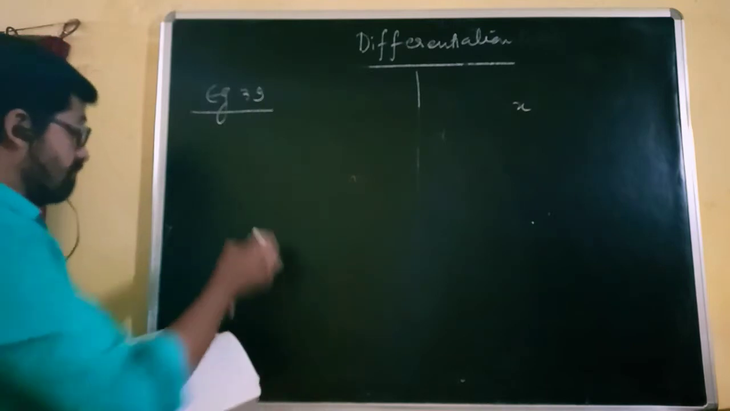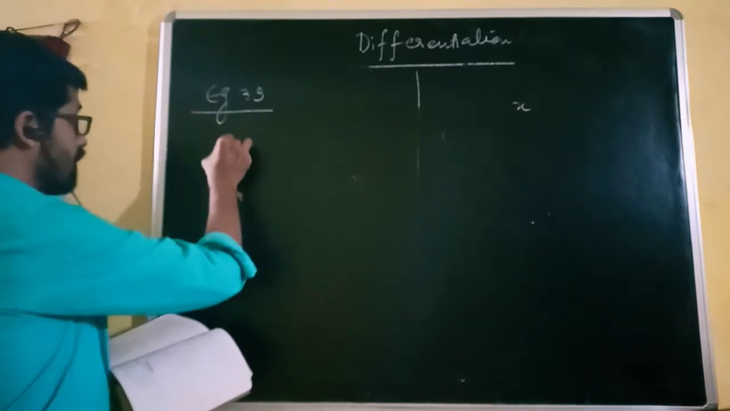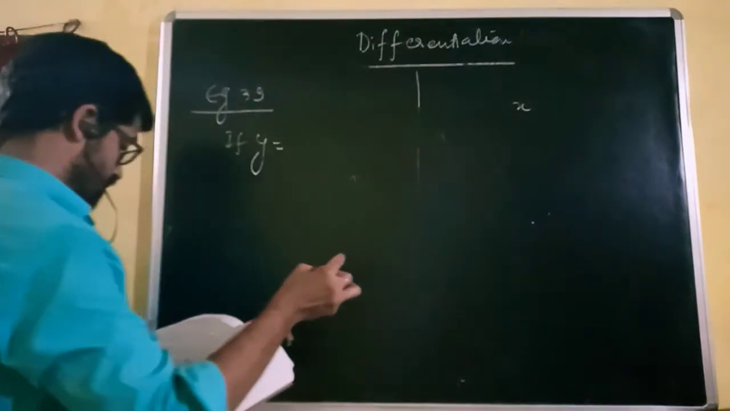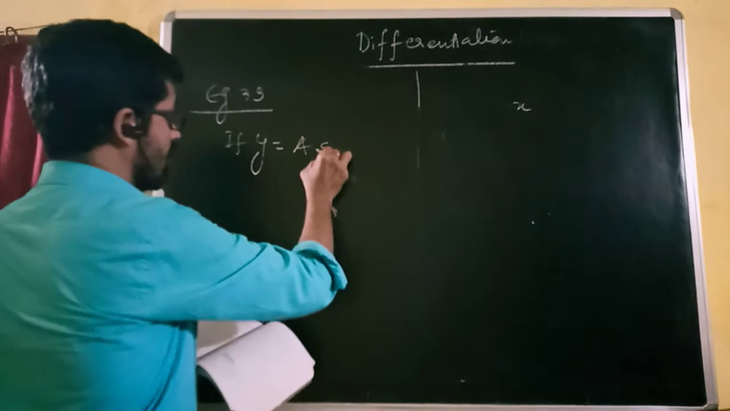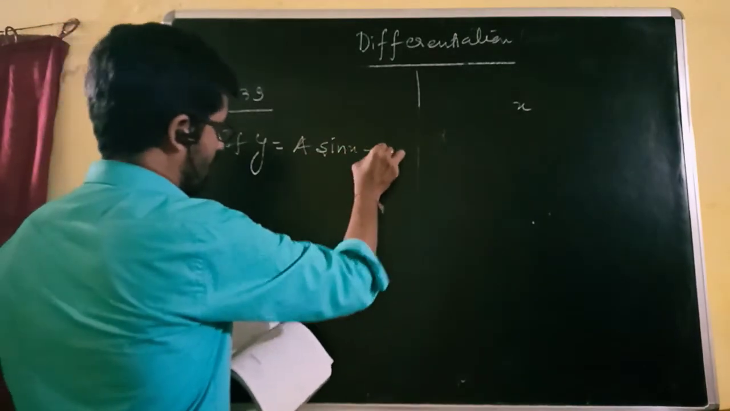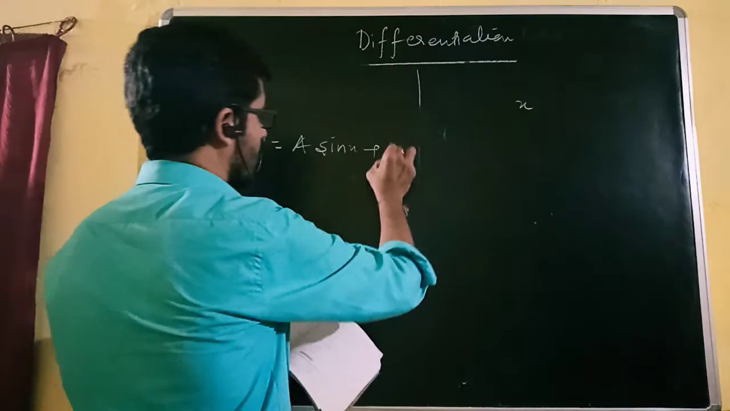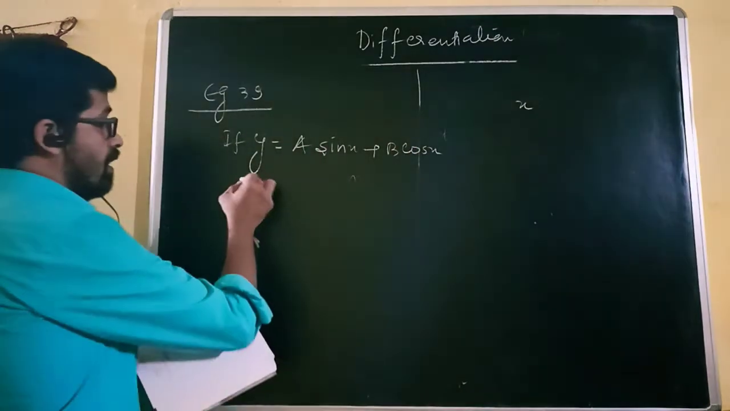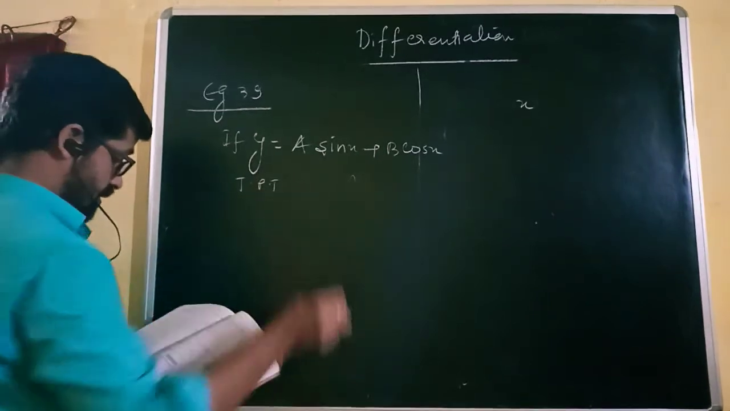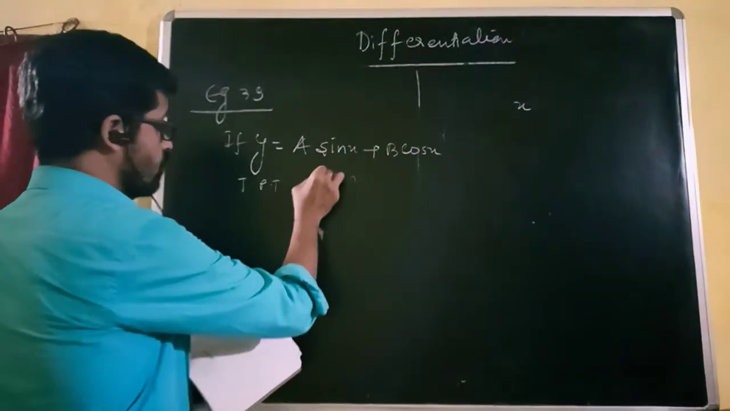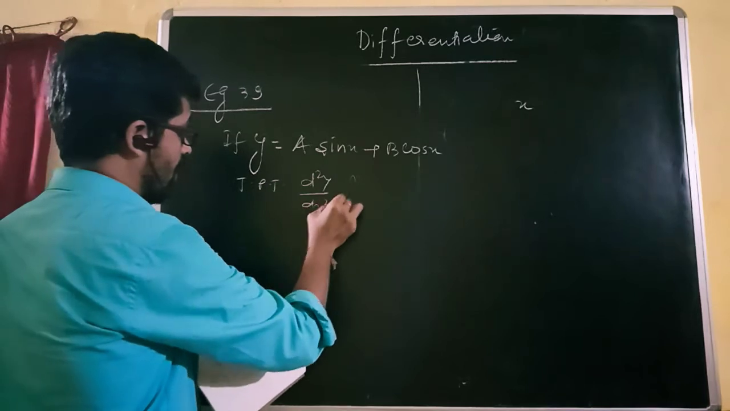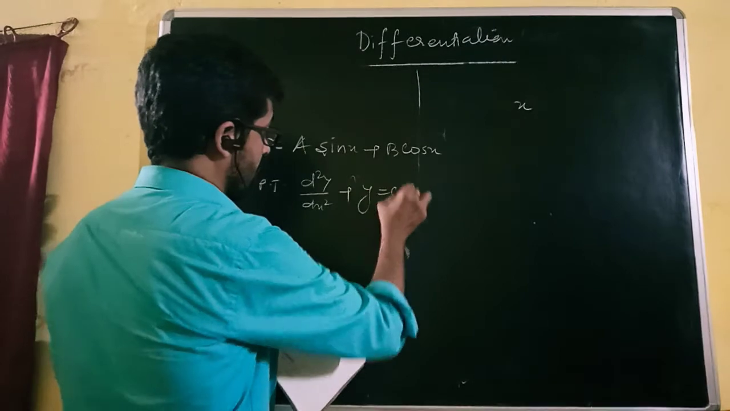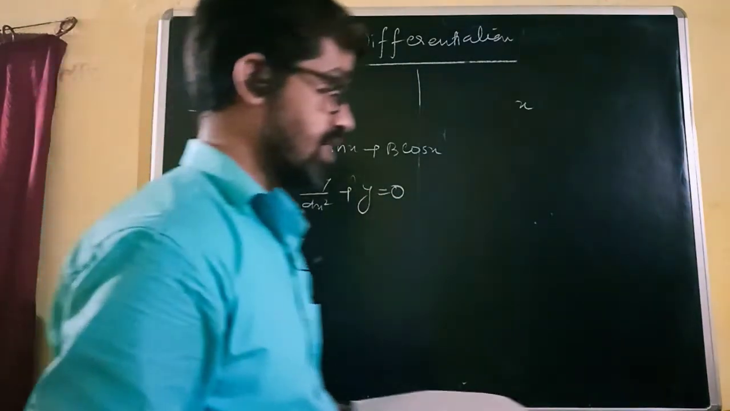Example number 39, which is saying that if y equals to a sin x plus b cos x, then prove that d square y upon dx square plus y equals to 0. This we have to prove.